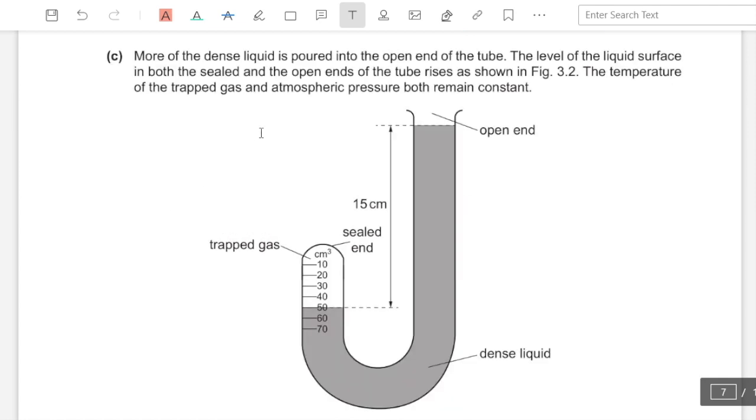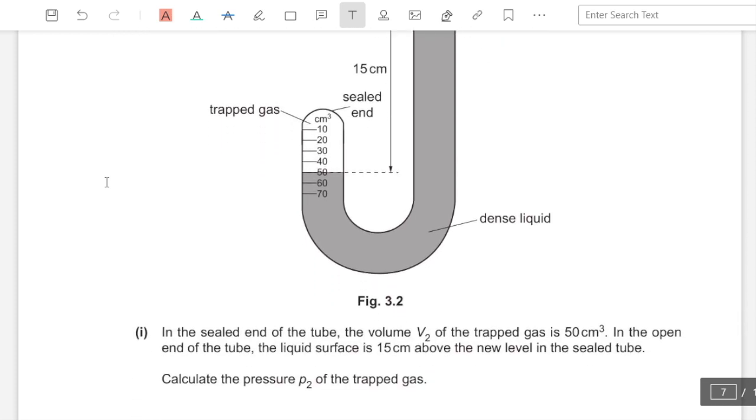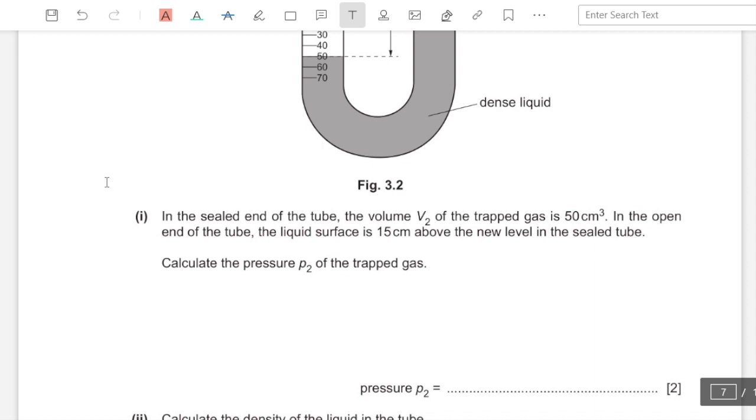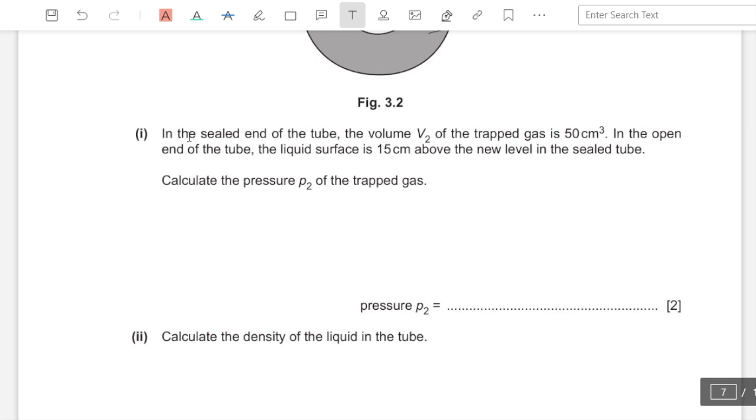C. More of the dense liquid is poured into the open end of the tube. The level of the liquid surface in both the sealed and the open ends of the tube rises as shown in figure 3.2. The temperature of the trapped gas and the atmospheric pressure both remain constant. 1. In the sealed end of the tube, the volume V2 of the trapped gas is 50 cm³. In the open end of the tube, the liquid surface is 15 centimeters above the new level in the sealed tube. Calculate the pressure P2 of the trapped gas.